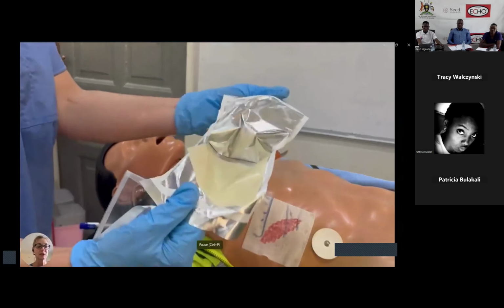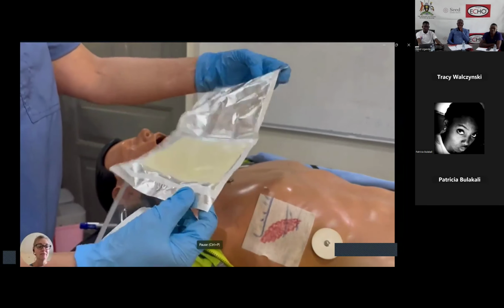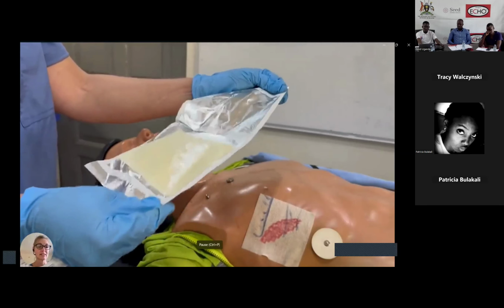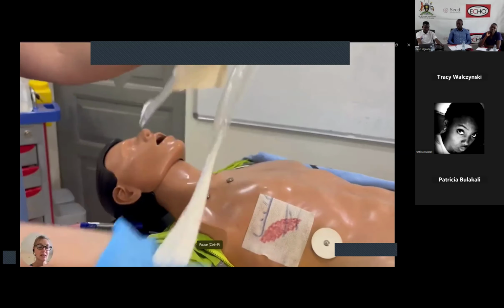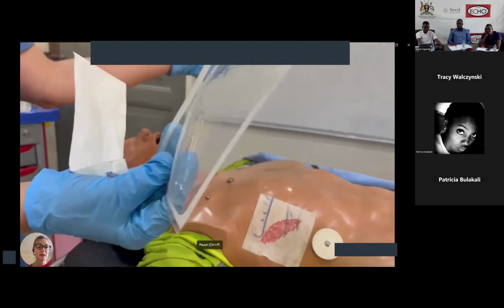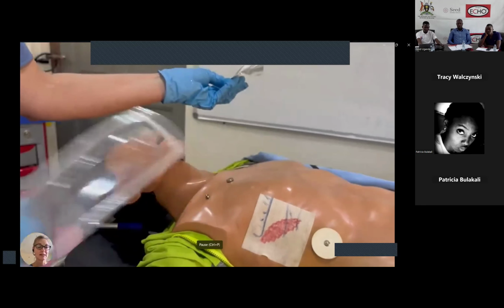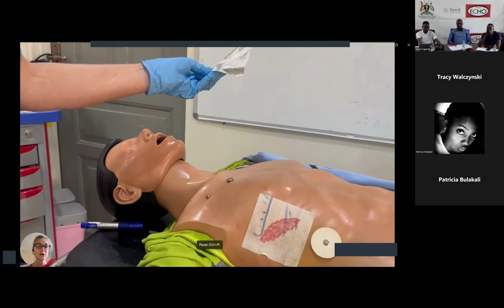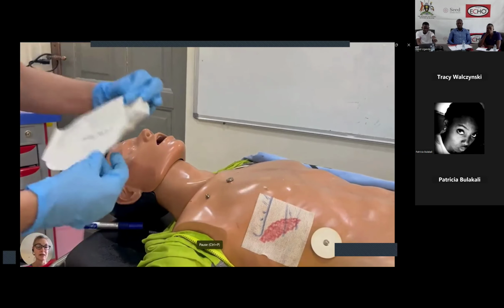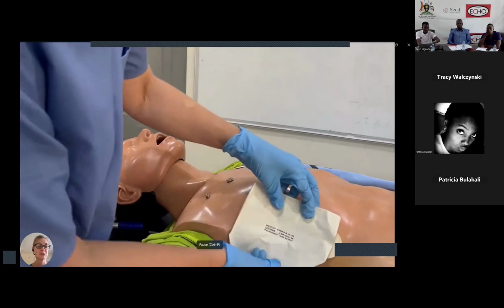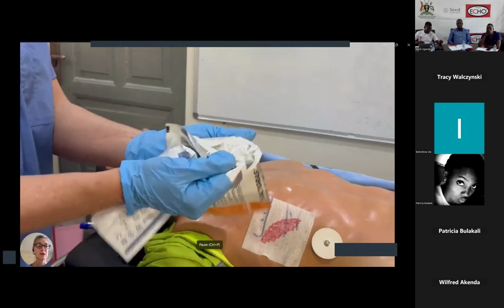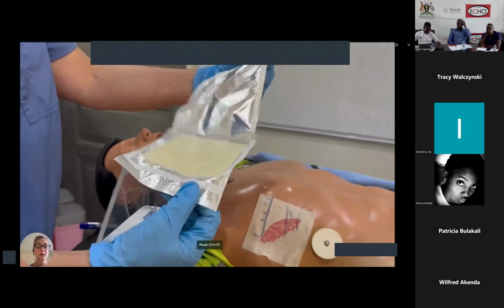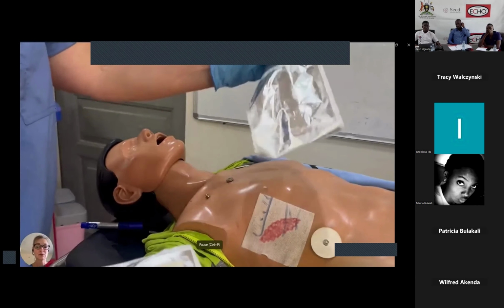So the first thing that you're going to need to have for a three-sided dressing is an occlusive material, something that doesn't allow air through it. So Vaseline gauze packets are quite handy because they're quite foil-like, or you can use the plastic of another piece of material, as long as it doesn't allow air through the actual material itself. You're going to then apply that over the actual chest wound itself.